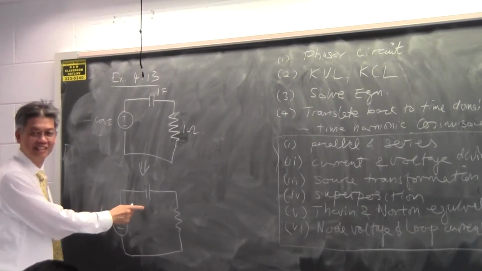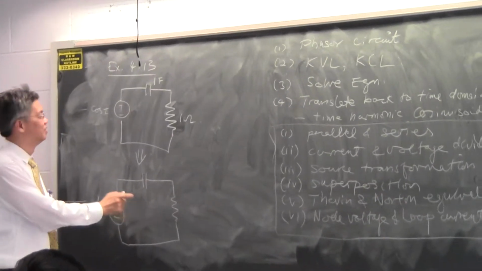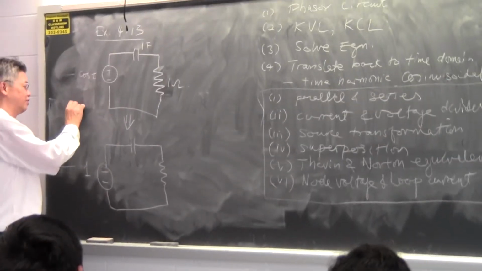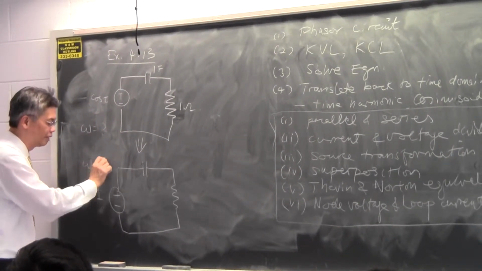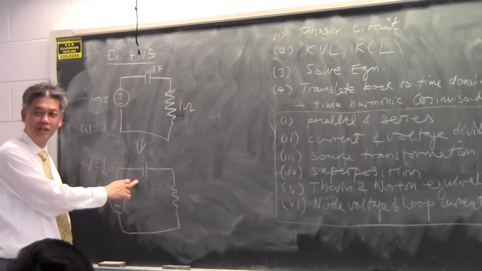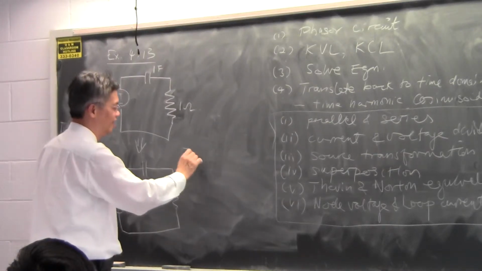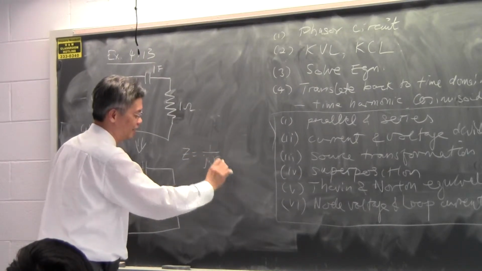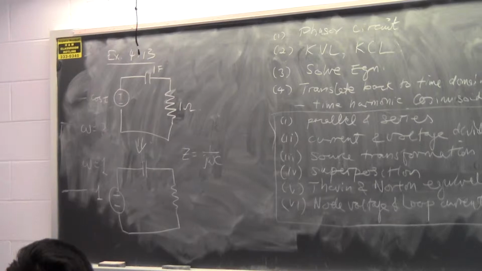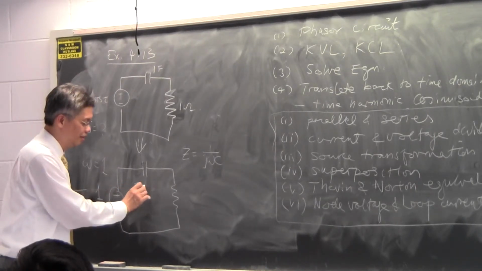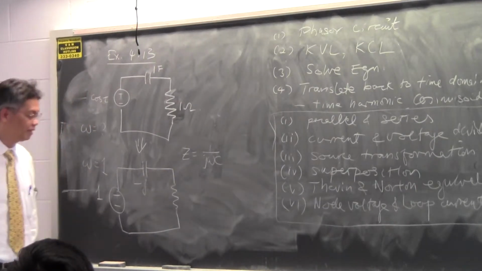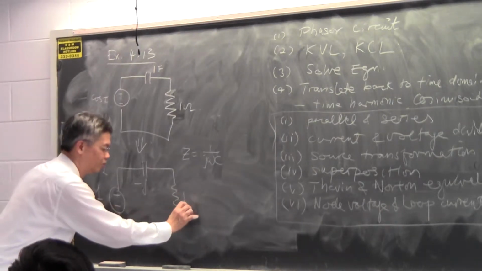What about this one? What is omega? You have to also keep in mind what omega is. Omega equals 1. Okay, so this is 1 over j omega c. Z is equal to 1 over j omega c. C is equal to 1, omega equals 1. And what would this impedance work out to be? Minus j. Okay, if you work this formula out, and this remains to be 1 ohm.